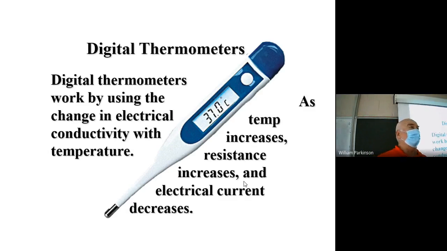A digital thermometer uses electric current. And it might be a little bit weird, but it turns out that when electricity flows in a circuit, that is a temperature-dependent phenomenon. And it might seem a little bit weird, but the hotter you make a circuit, the less flow of electricity it is allowed to experience.